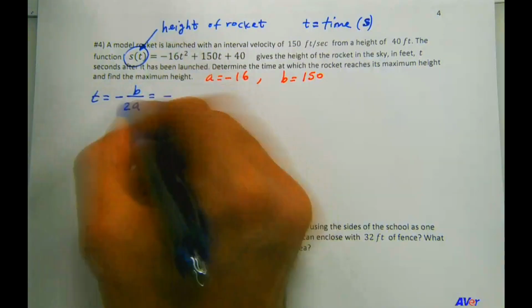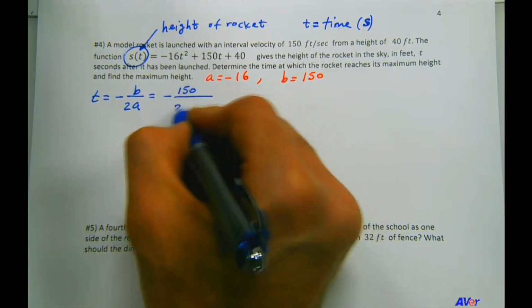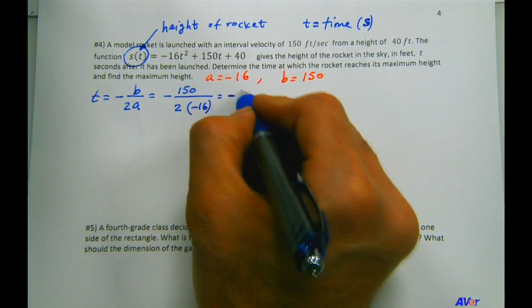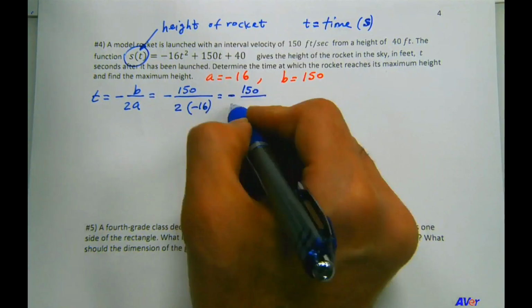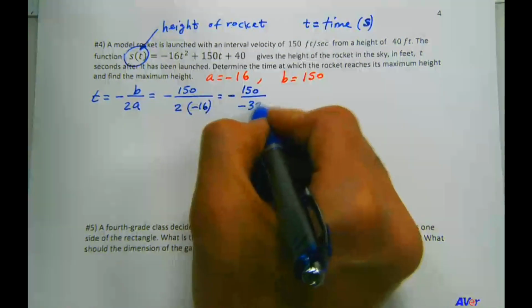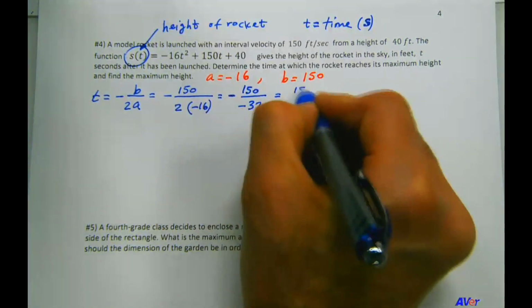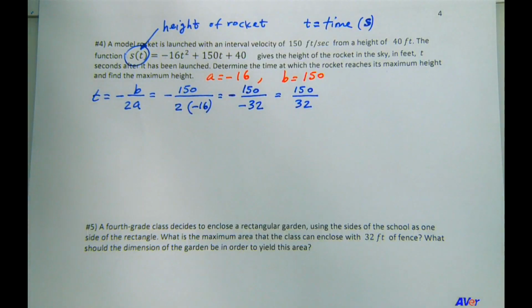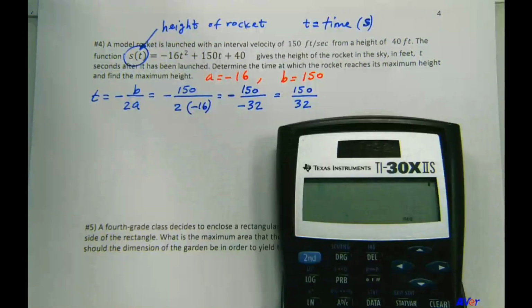So minus b, which is minus 150, divided by 2a, which is 2 times minus 16. So what do we end up with? We end up with minus 150 over minus 32. Minus over minus is positive. So 150 divided by 32. Okay, so let's see what that number is. It should be something with a decimal value, I think.